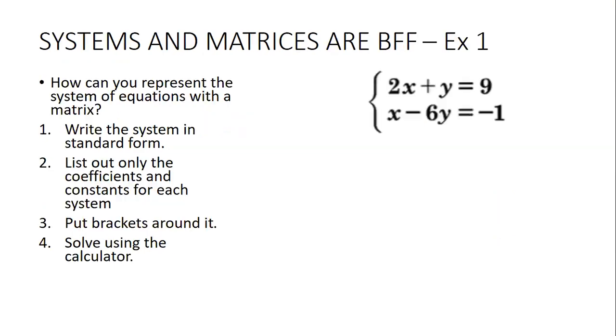Okay. So first up, it says here, how can you represent the system as a matrix? First, you're going to write the system in standard form. Standard form means that it needs to be in the AX plus BY equals C form. That's your standard form, right? Second, you're going to list out only the coefficients, okay? Only list out the coefficients for each system.